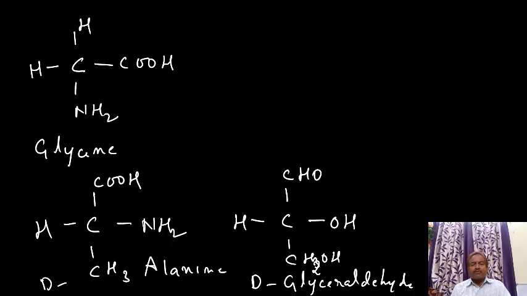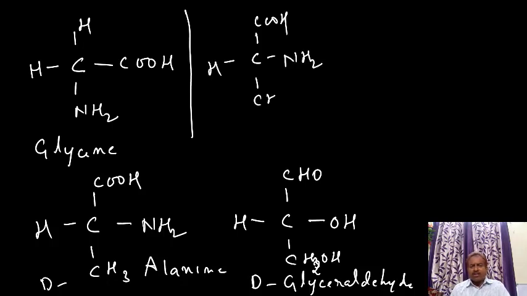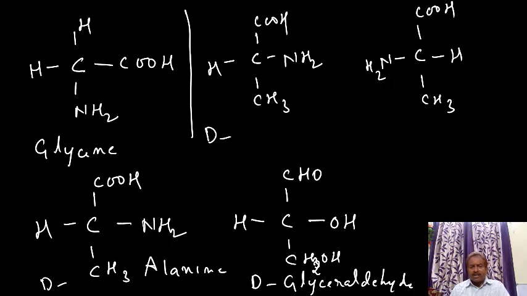Therefore, here we have COOH, this is NH2, this is H, this is CH3. What is this substance? Alanine. Now another one is COOH, NH2 is on the left side, this is hydrogen, this is CH3. So both are alanine. With respect to glyceraldehyde, in this alanine, the NH2 group is on the right side. Therefore, this is D-alanine. This is L-alanine, as the NH2 group is on the left side.